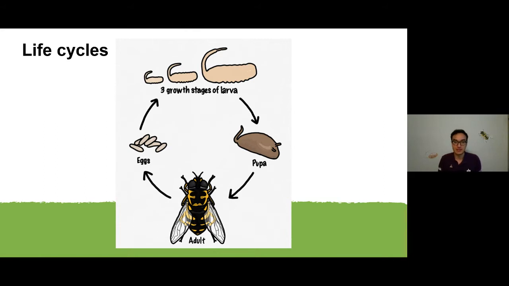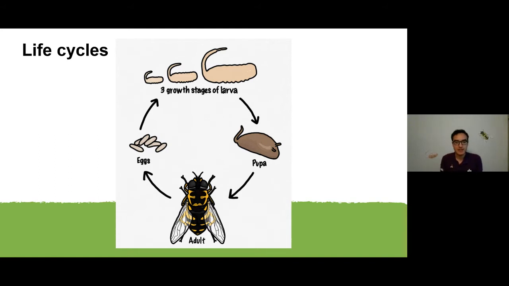Hoverflies will use a number of different habitats to do this. Some of them will lay their eggs around rotting wood, and the larvae will eat some of that wood and help to break it down and recycle all those nutrients. You get some hoverflies which live in living plant tissue. Thistles are a particularly good egg-laying spot for lots of hoverflies, and you'll get the larvae living inside the stem, eating the stem from inside, or living around the roots as well.